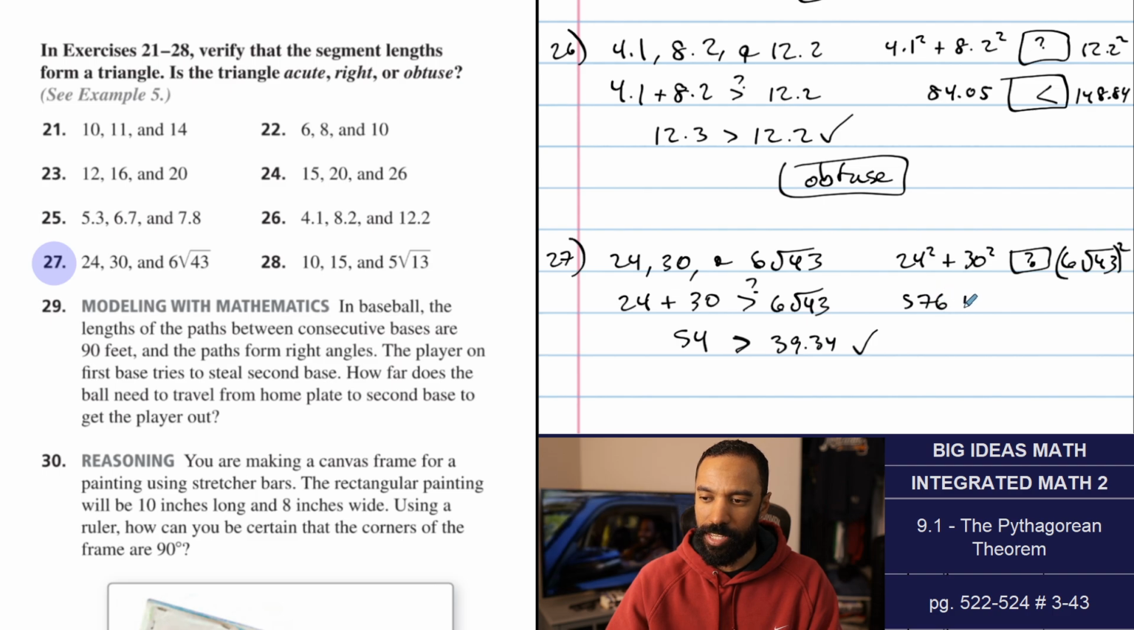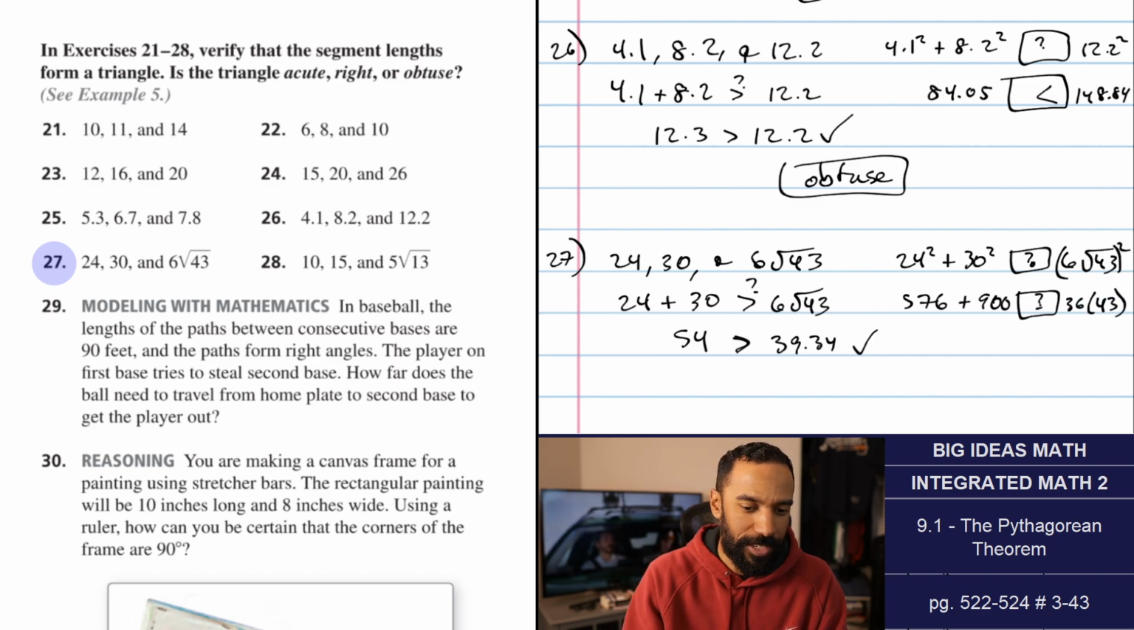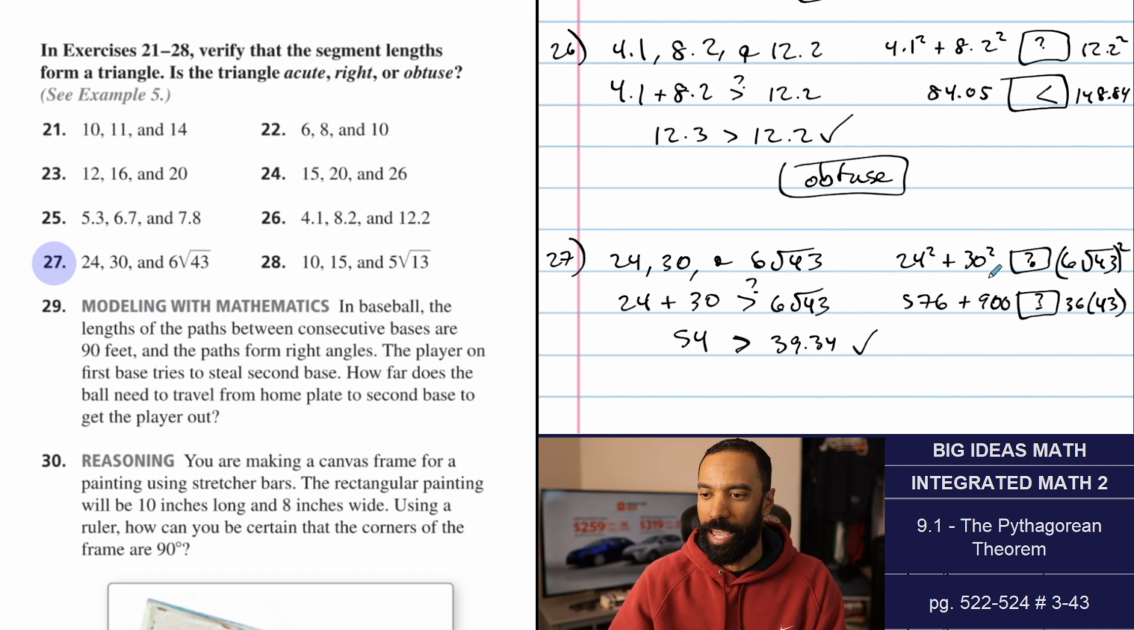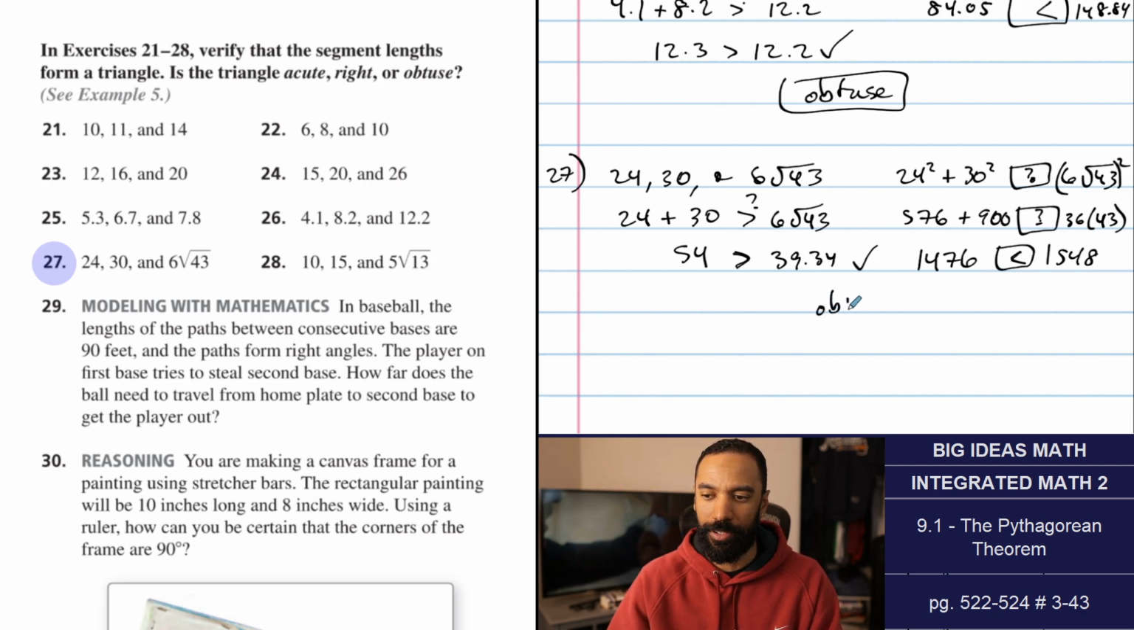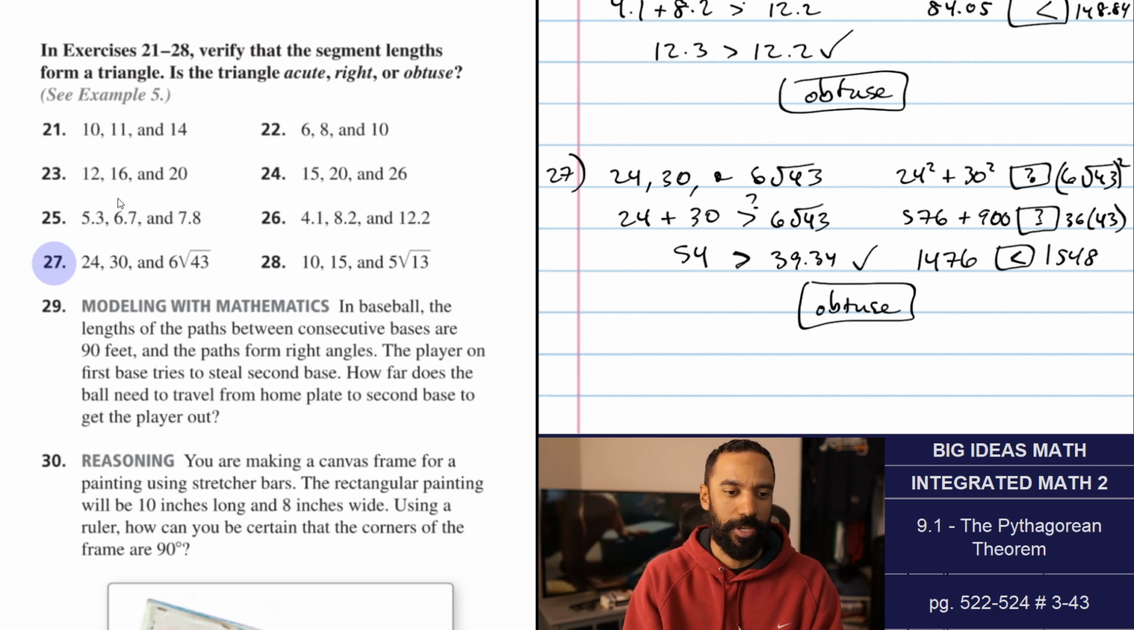24 squared, 576. 30 squared, 900. 6 squared is 36. Root 43 squared is 43. And 36 times 43 is 1548. These two added together is 1476. Good grief, 1548, that still wins. Over here on this side, c squared, that's an obtuse triangle. A squared plus b squared is less than c squared. An obtuse triangle comes out.